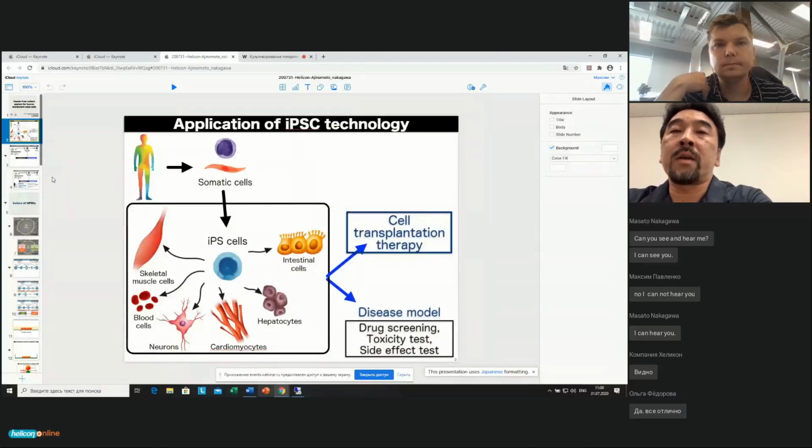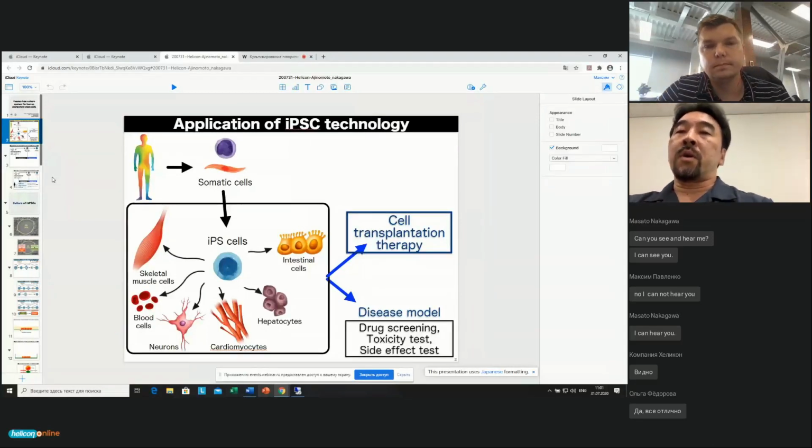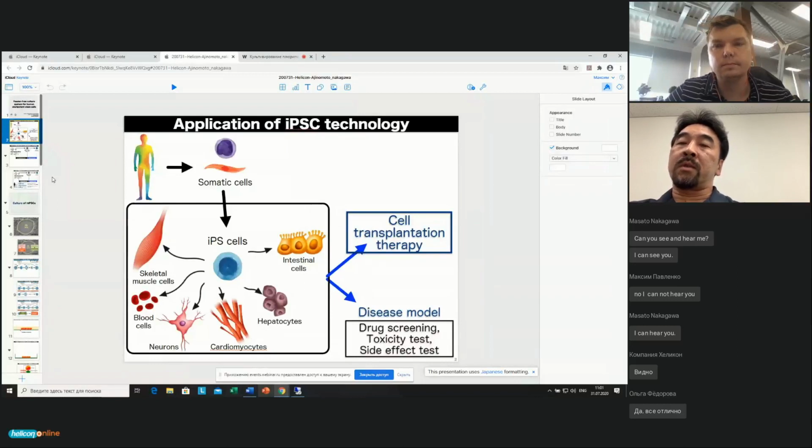Okay, so this slide illustrates the potential application of iPSC technology. As you know well, iPS cells can be generated from somatic cells of our body. And once we obtain the iPS cells, we can produce several kinds of somatic cells in a culture dish. Using this iPS technology, there are several applications. One is cell transplantation therapy, and the other is disease modeling.